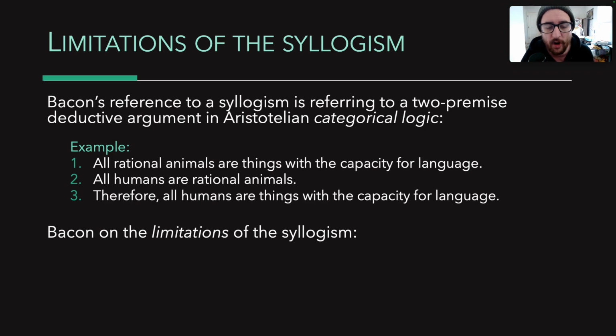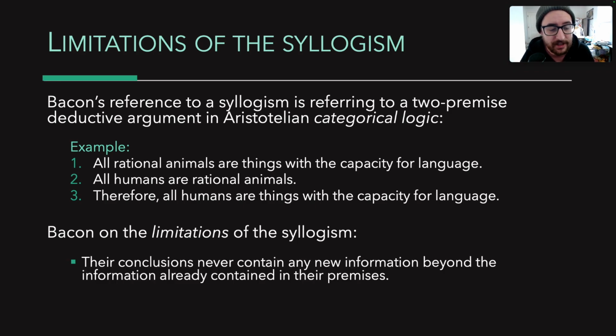Now, Bacon is arguing that this kind of syllogism that engages in this kind of deductive form, where the premises must guarantee the conclusion, has two limitations. First, because of this deductive form, their conclusions never contain any new information beyond the information already contained in their premises. The idea here is that this argument might give us an explanation of why humans have the capacity for language, but that is only an explanation of some knowledge or some principle that was already implicit in the information in the premises themselves. So we don't explain some new principle that we were unaware of already. We just explain the information that was already present in the premises themselves.